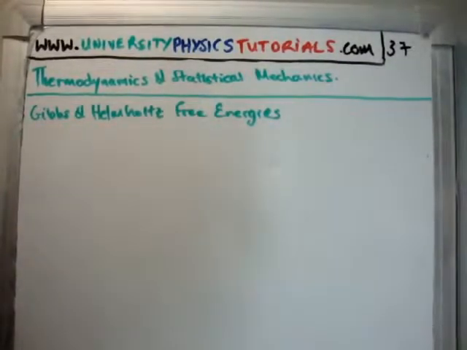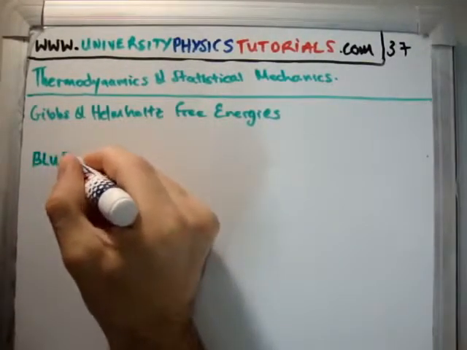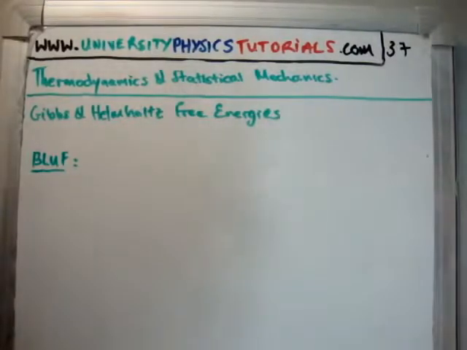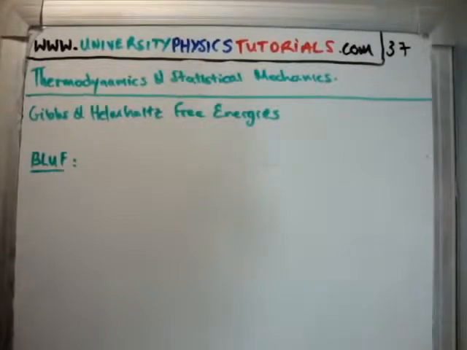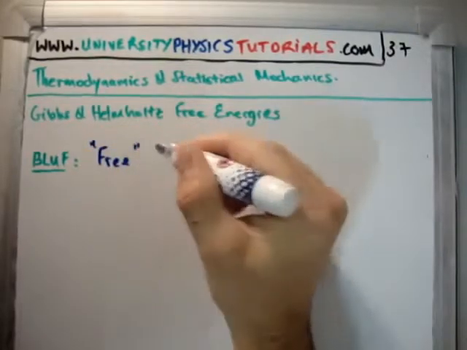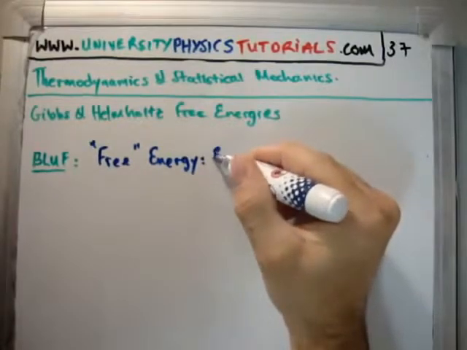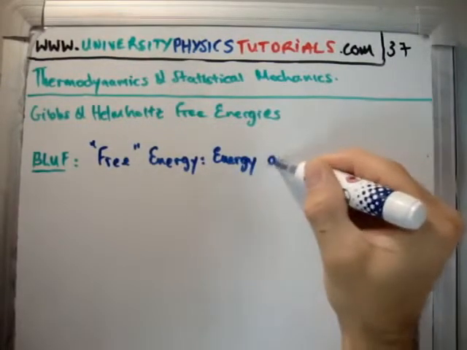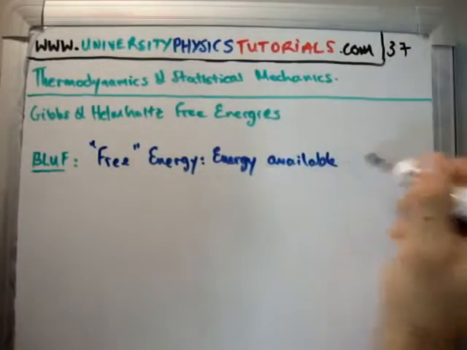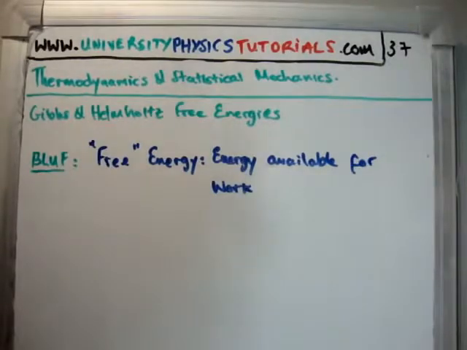So where do we start? Well, I think I'm going to start by giving you a bottom line up front, or the BLUF. Okay, so I tell you my BLUF today, not the best acronym, but anyway, my BLUF is as follows: when we say free energy, what we mean is energy available for work. That's what free energy is. Full stop.